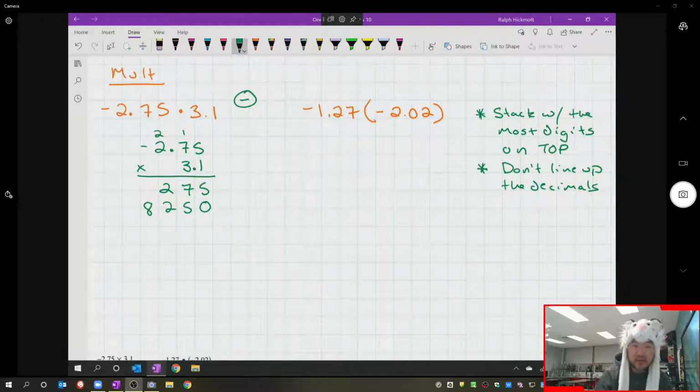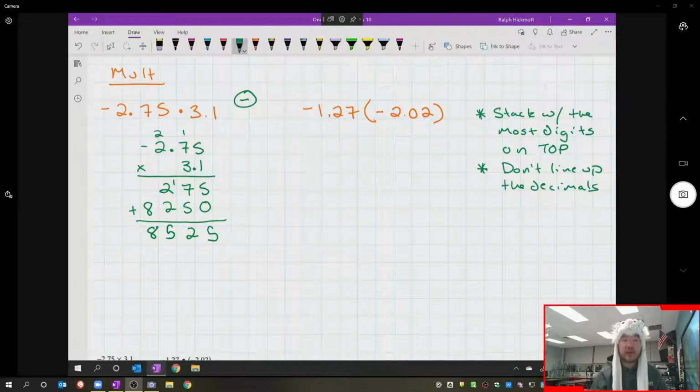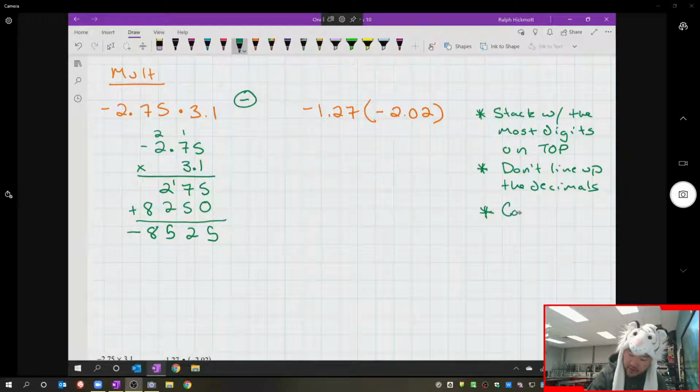So at this point, very standard, and we're going to add. You should be comfortable with this because this is old stuff, things that you have done before. Finishing strong, I got 8525, and I attach the negative at the end because I reminded myself it's negative. Now the last thing we have to be careful of in multiplication is that we count the decimal places and move it over that amount of spaces.